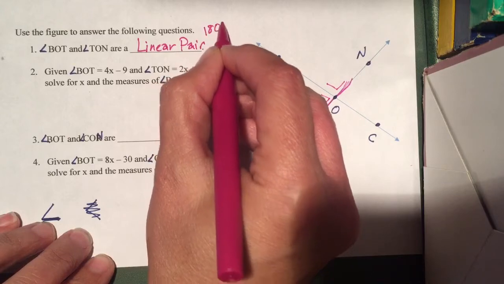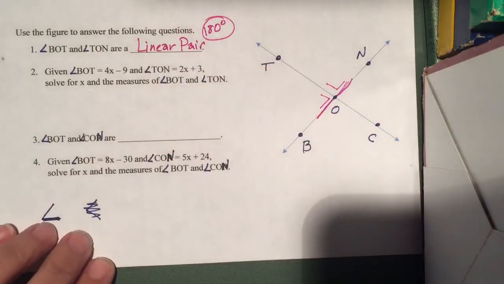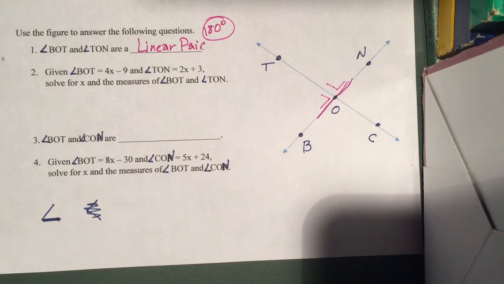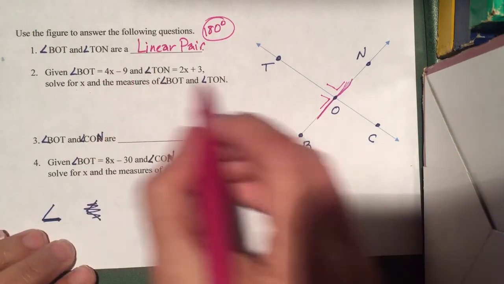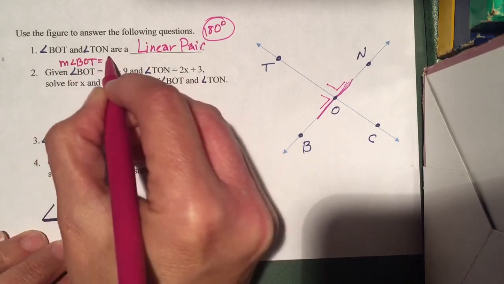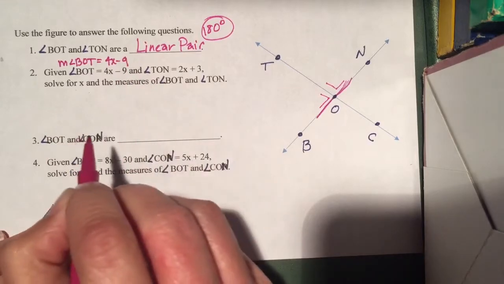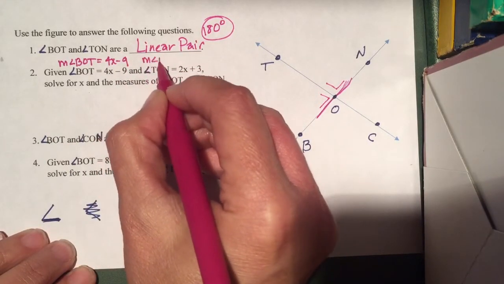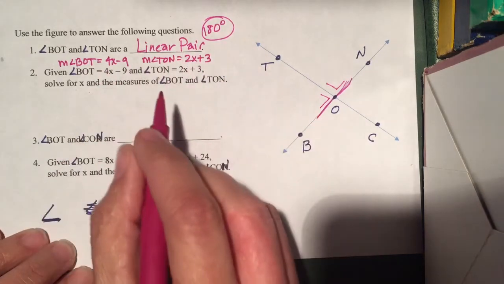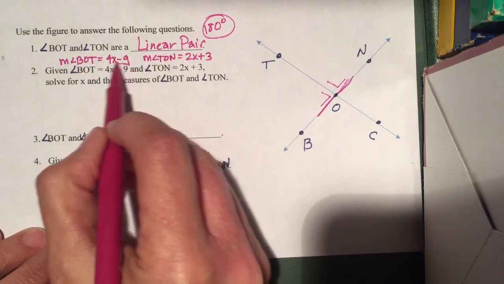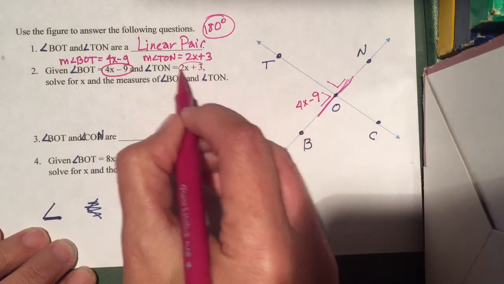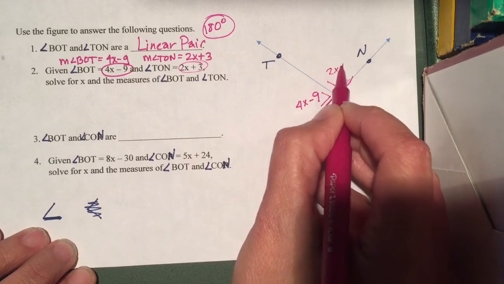And remember, a linear pair automatically implies supplementary. A linear pair is 2 adjacent supplementary angles. So knowing they're a linear pair, let's label them. Now the proper way to say this would be the measure of angle BOT. We hadn't really discussed that yet. And that would be the measure of angle TON, which is 2x plus 3. But you don't need to know that for right now. So BOT is 4x minus 9. And TON is 2x plus 3.